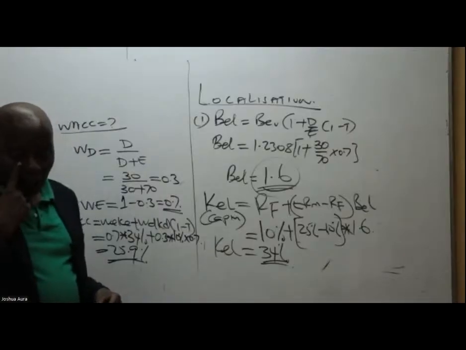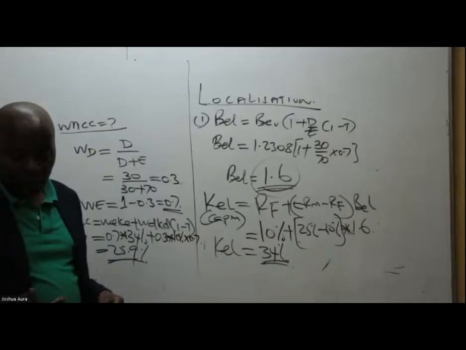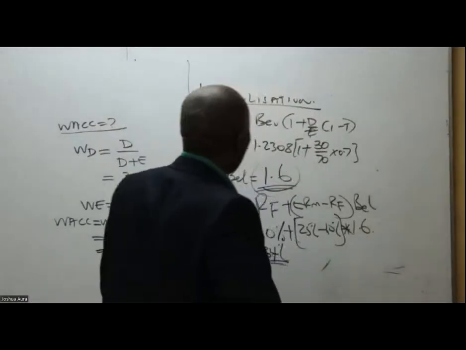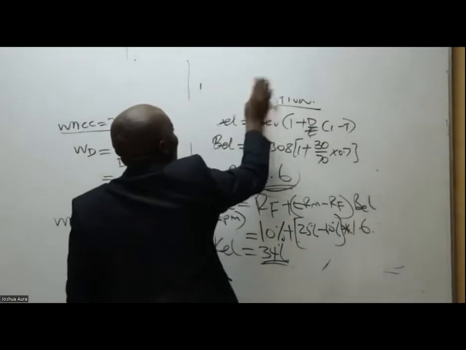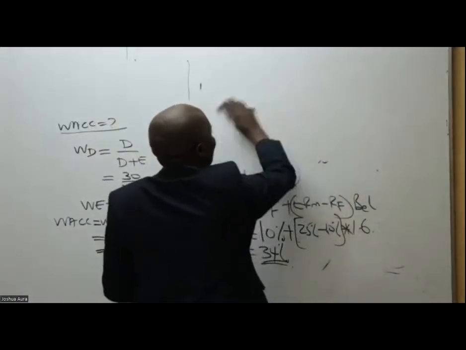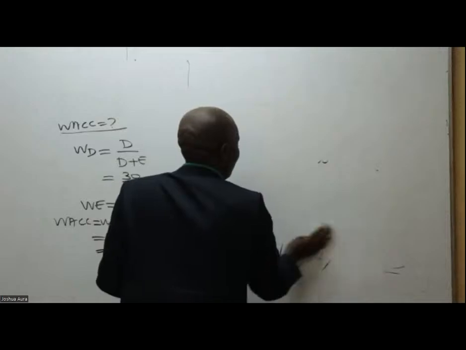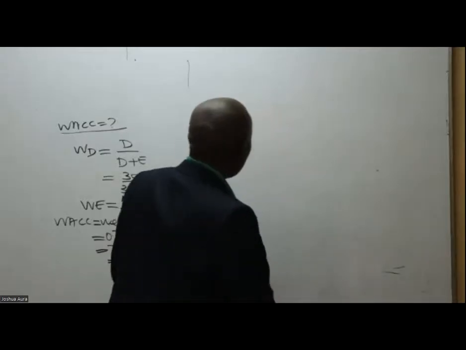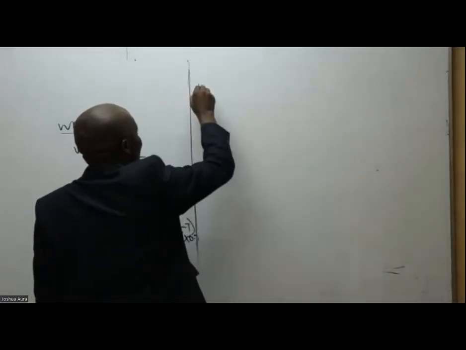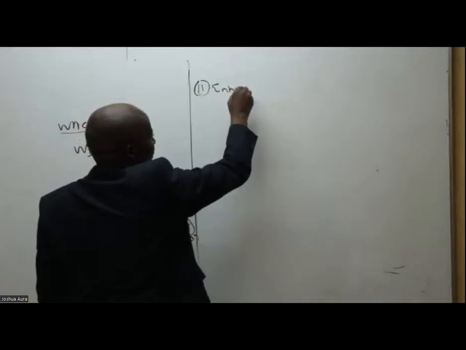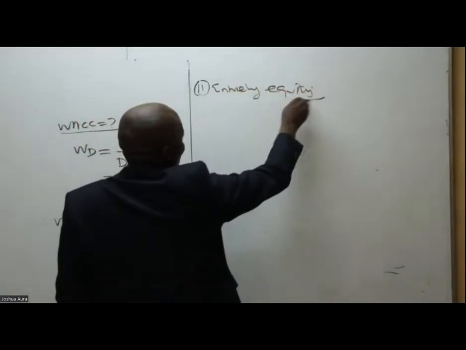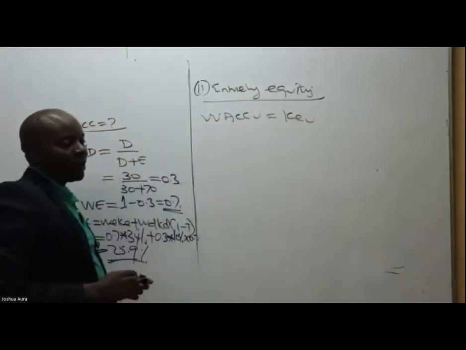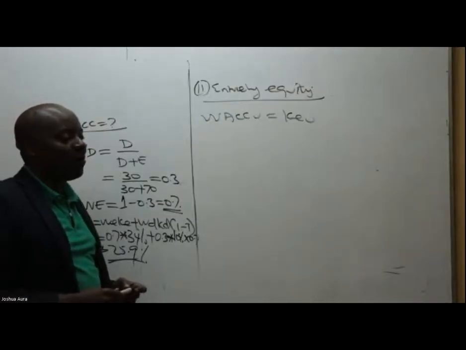So from there, if you allow me, I'll go to the second bit. The second bit is very easy: entirely equity. In this case, entirely equity, there is no working really. So entirely equity, I know WACC of the unlevered firm equals Ke, the weighted average cost of capital of an unlevered firm equals the cost of equity.